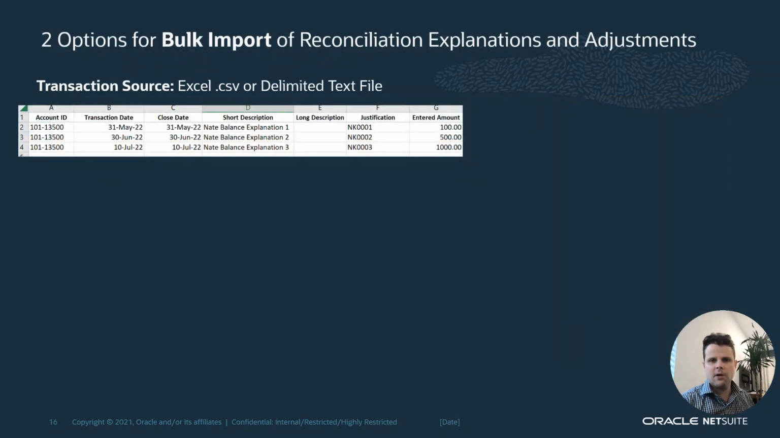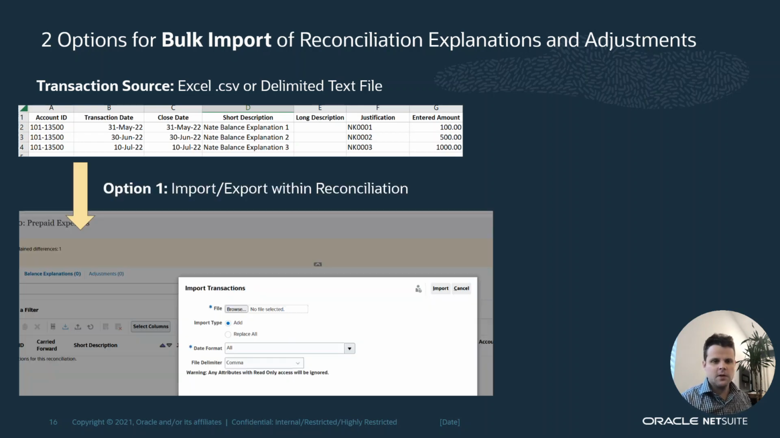So we have two options for bulk importing. We'll start with, for both of those options, a source. And the source is an Excel CSV file, or saving an Excel file as a delimited text file, or some delimited format in any way, shape, and manner. And so we can acquire the fields that are in that file from within the web interface. And I'll show you that in just a minute.